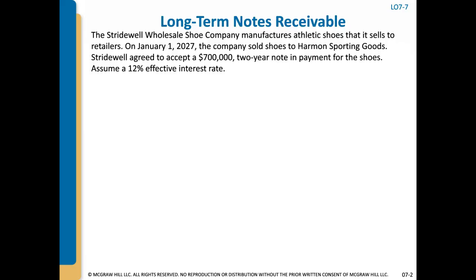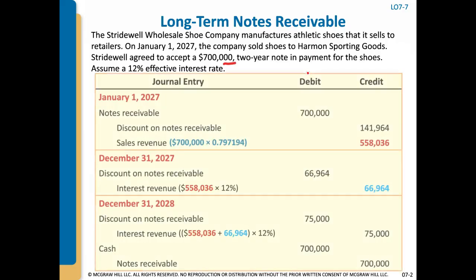Stridewell Wholesale Shoe Company manufactures athletic shoes that it sells to retailers. On January 1, the company sold shoes to Harmon Sporting Goods. Stridewell agreed to accept a $700,000 two-year note in payment for the shoes. Assume a 12% effective interest rate. So we're going to go through it on January 1st.